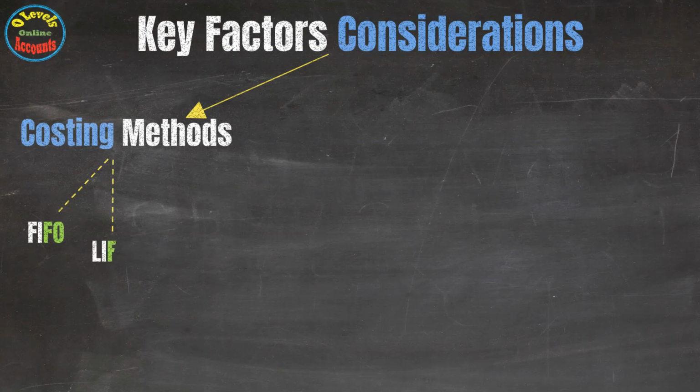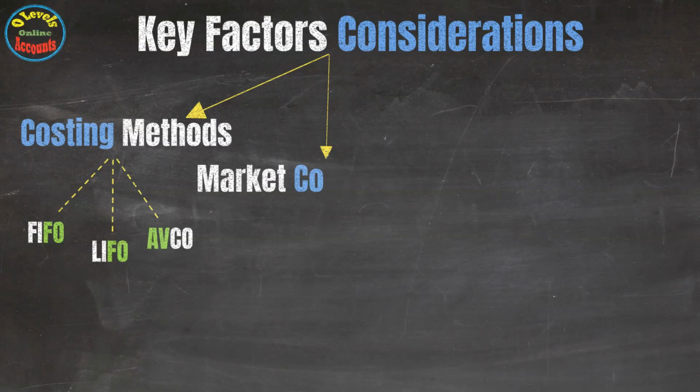The second one is last in, first out, which assumes the most recent inventory is sold first. This method may result in higher cost of goods sold and lower ending inventory values during periods of rising prices. The third point is the average cost method, which calculates the average cost of all inventory items, smoothing out price fluctuations over time. The second factor is market conditions.